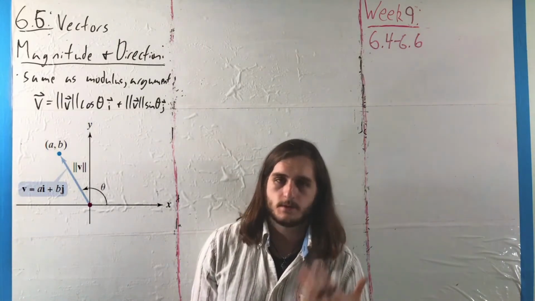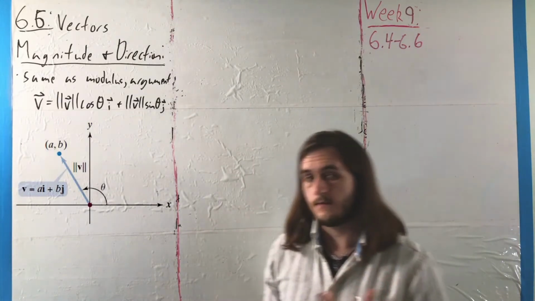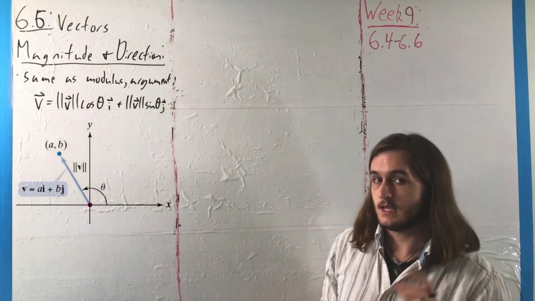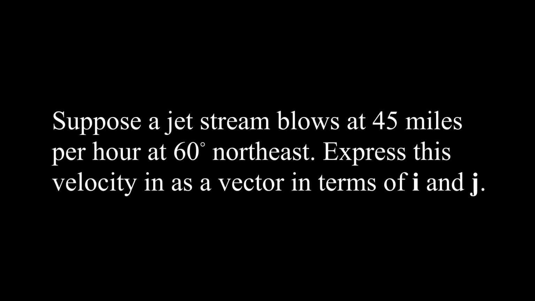And to get a little bit more practice with this, we're going to finish this section with a, let's say, semi-applied example. So here we suppose a jet stream blows at 45 miles per hour at 60 degrees northeast, and we want to express this velocity as a vector in terms of i and j.